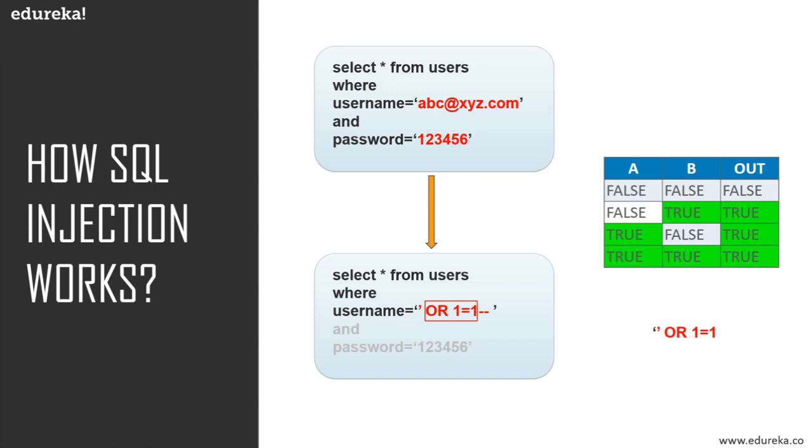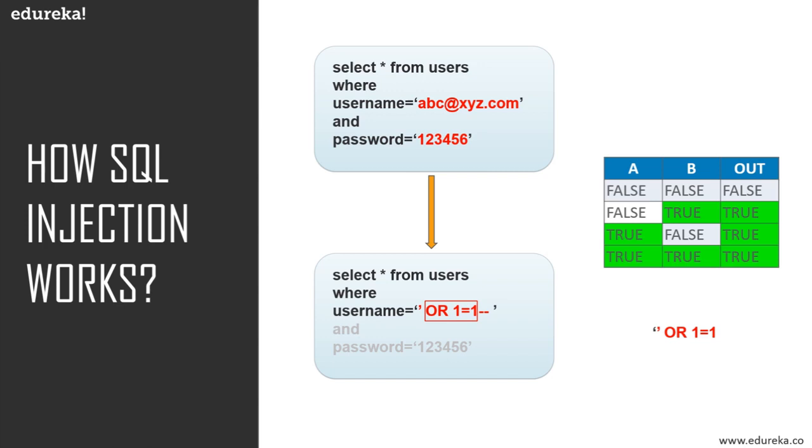And as we've already understood, if one of the inputs to the OR function is true, then irrespective of what the other input is, the result will always be true. So in this case, because 1 is always equal to 1 and that is true, the OR function will always return true. And hence, the SQL query will always return true.